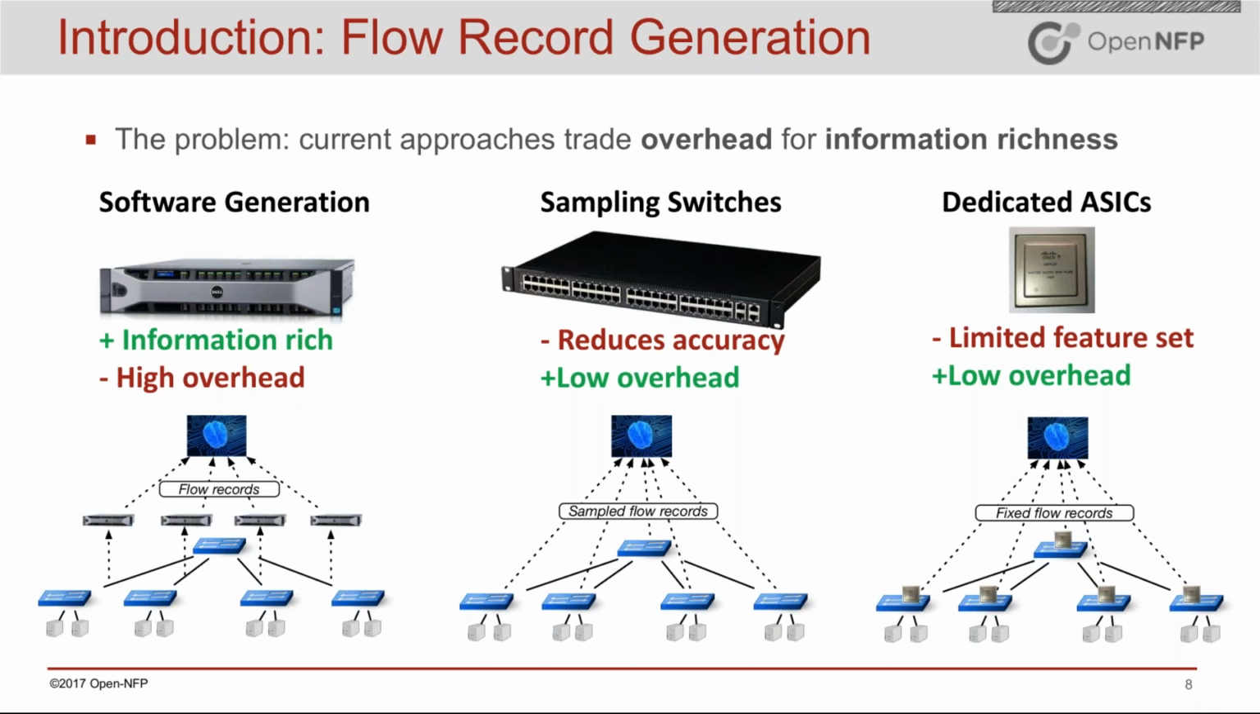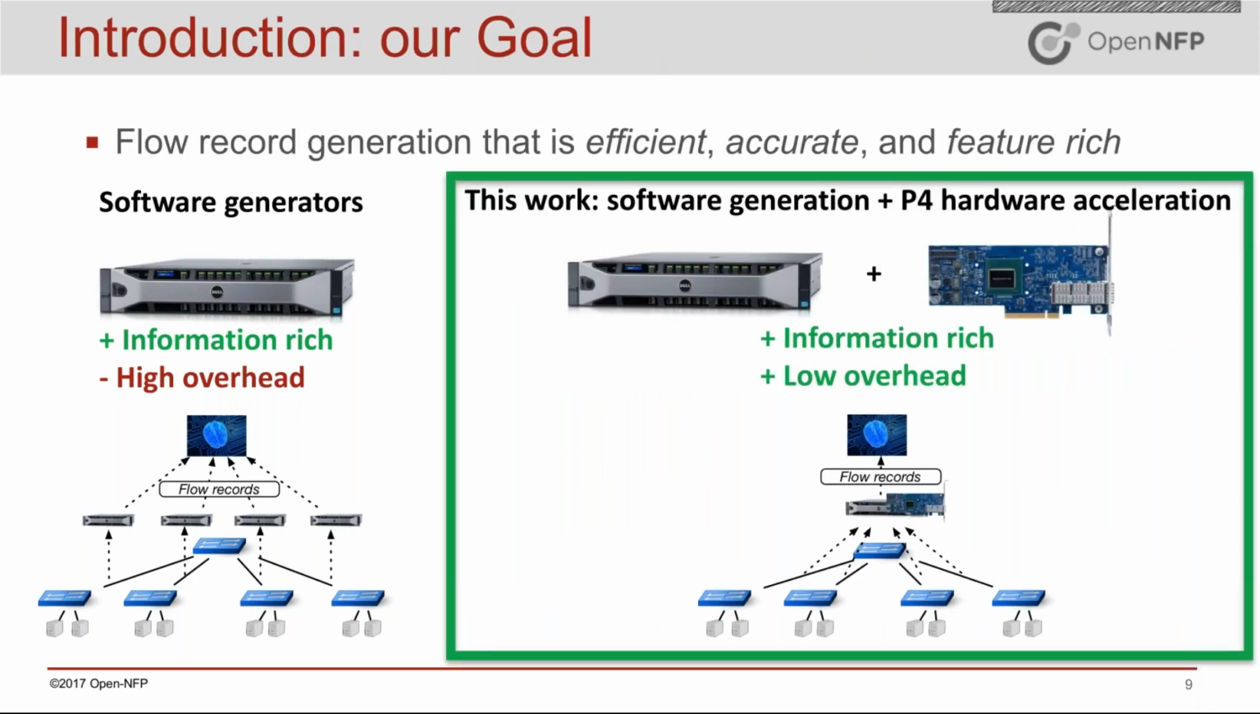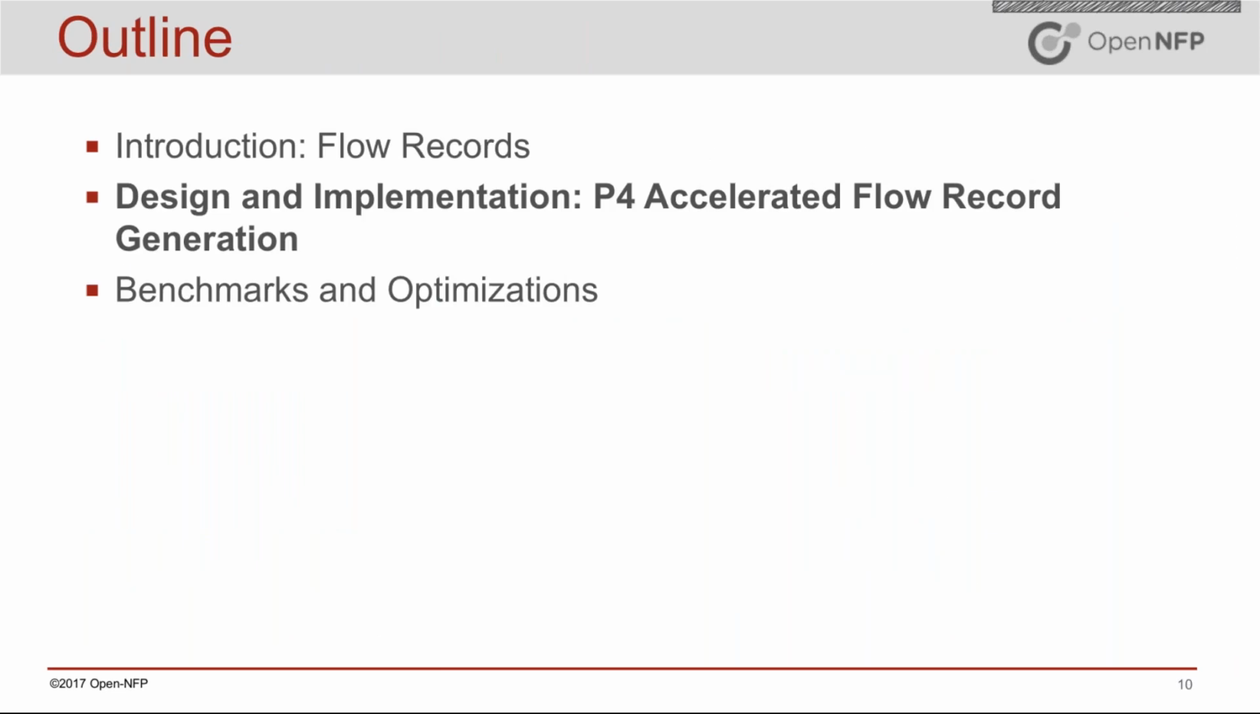And so our goal in this line of work was to look at combining software flow record generation and the information richness and flexibility that it provides with P4 hardware acceleration that can reduce the overhead of the overall monitoring infrastructure by basically reducing the amount of work that the CPU or the software has to do. So that's a high-level look at flow records and why they're useful and our main goal in this system. Next, let's take a closer look at the actual system that we built to accelerate flow record generation using P4 hardware.